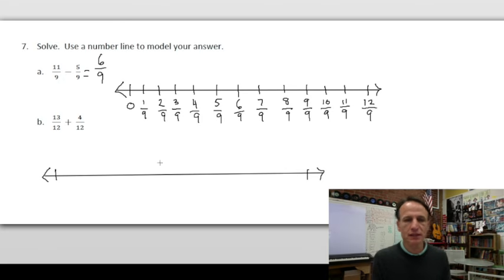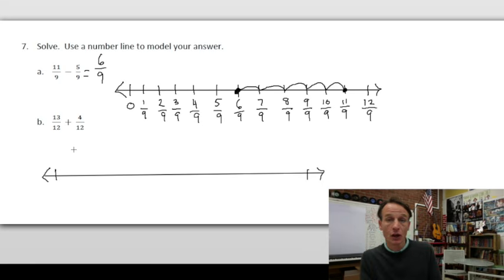All right, so I'm starting from 11 ninths, so I'm going to put a dot here, and now I'm going to hop on back just like you learned in kindergarten to subtract with the number line, right? Or was that first grade? Anyway, so I'm subtracting 5 ninths. So 1, 2, 3, 4, 5, and wow, it actually worked out. Can you believe it? Isn't it beautiful when things work out? And so I end up at 6 ninths, which is where I wanted and expected to be.